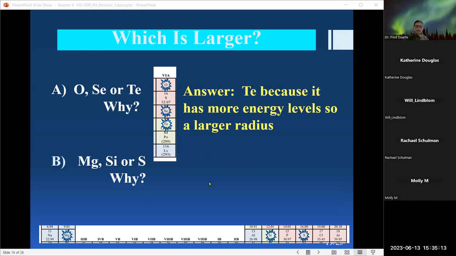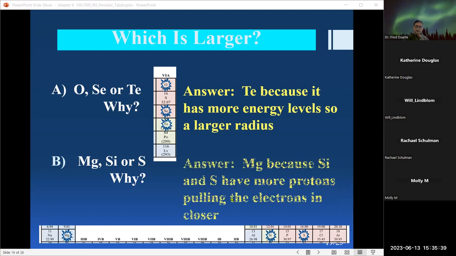Now, with respect to magnesium, silicon, and sulfur, we're going to find them on the periodic table. All three are in the same period, so we're going from left to right. As we go from left to right, the nuclear force increases, which means the radius gets smaller. So sulfur is smaller than silicon, which is smaller than magnesium. Magnesium is much bigger.